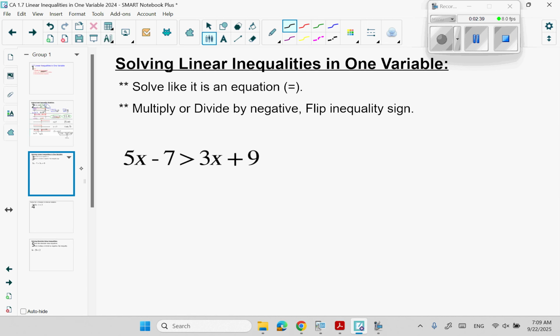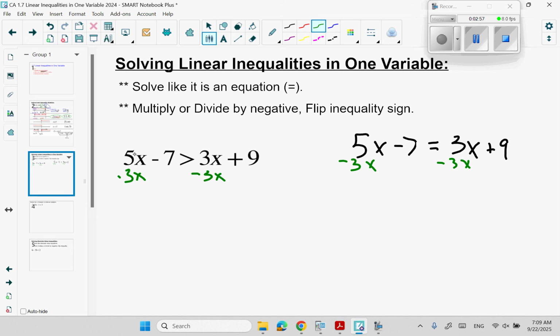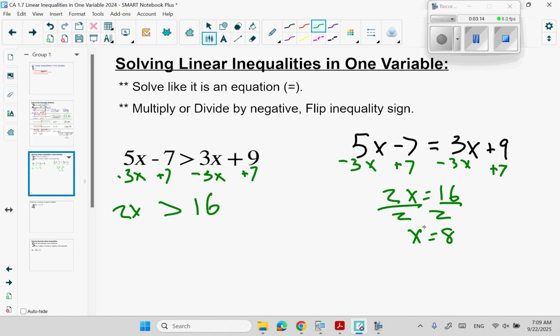So solving linear inequalities works very similarly to solving a normal equal sign. For example, if I had something like this, I would, of course, subtract 3x, which is what I would do over here. So 5x minus 3x is 2x. And I'd also probably want to add 7. Same thing over here works out. So we get 2x is greater than 16, whereas here I would get 2x equals 16, and I would naturally divide by 2, we'd get x equals 8.